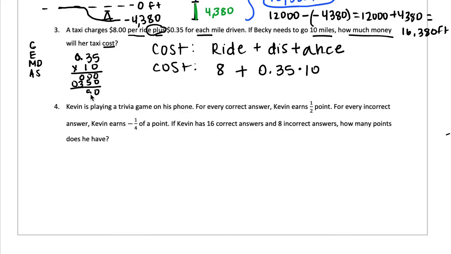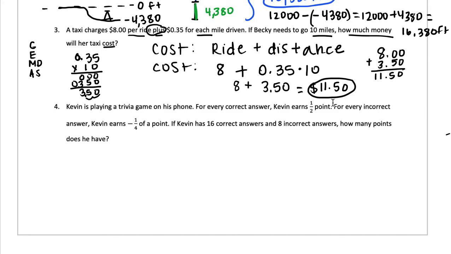When I add them together, I need to take my decimal and move it 2 places over. So that means that 35 cents times 10 means that she's paying $3.50 for those 10 miles that she's going in the taxi. Plus, she still has to pay that original fee for the taxi ride. So now our last step is just to add the $8 plus the $3.50. So I can then add these by aligning their place values. And when I do that, I end up getting $11.50 as her total. So that means that Becky will pay $11.50 to take a taxi 10 miles at this rate.